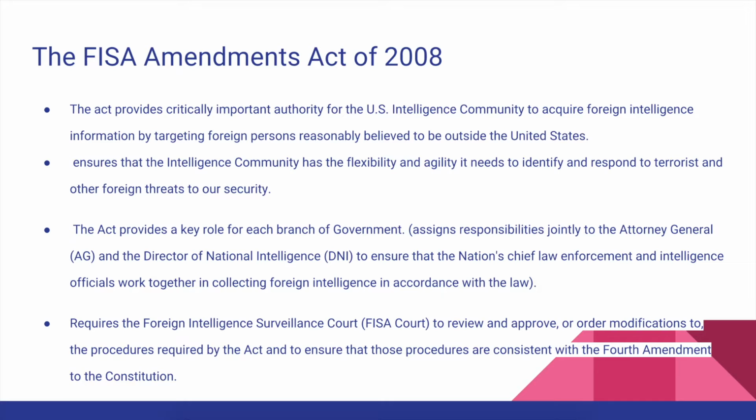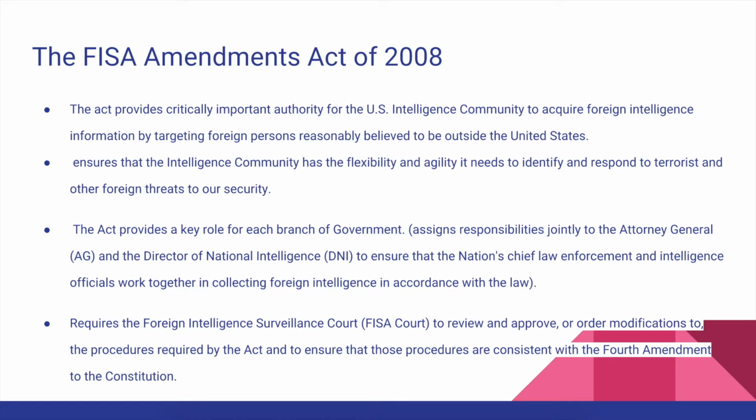The Act provides a key role for each branch of government, which assigns responsibilities jointly to the Attorney General and the Director of National Intelligence to ensure that the nation's chief law enforcement and intelligence officials work together in collecting foreign intelligence in accordance with the law. Furthermore, it requires the Foreign Intelligence Surveillance Court, the FISA Court, to review and approve or order modifications to procedures required by the Act and to ensure that these procedures are consistent with the Fourth Amendment to the Constitution.